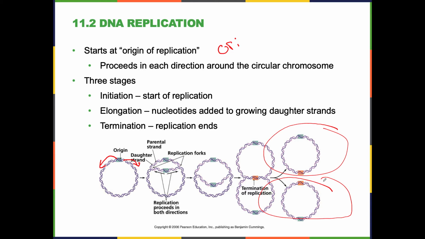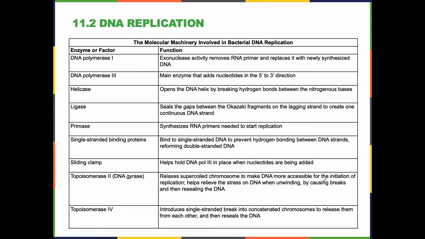The processes of initiation and termination are quite complex, actually elongation as well, but we're going to keep it super simple. It starts at the origin. We're going to add nucleotides, A to T, C to G, and then it's going to end, and at the end we have two daughter molecules, each of which is half parent, half daughter. And that's it.